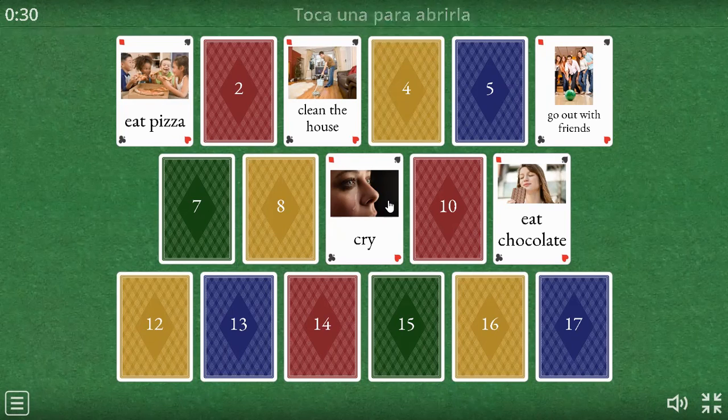Like someone from basic level says, I always eat chocolate. Yes, but you are not basic anymore. You can be a little bit more specific. I eat chocolate monthly. I eat chocolate twice a week. That sounds more specific. Nice job.